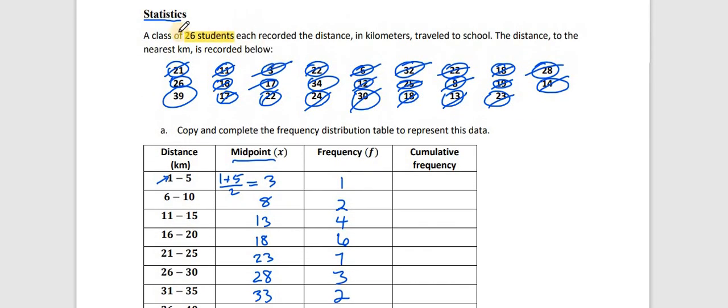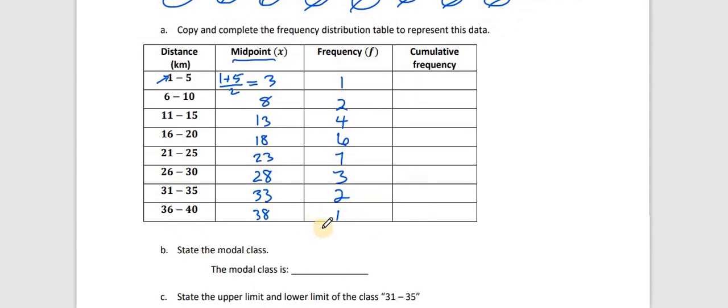26, because you have 26 students, right? Yes. So this symbol is what we call the sum symbol. It means the sum of the values that we have here. The name of it is sigma. The sum of the frequencies should give us what? 26.